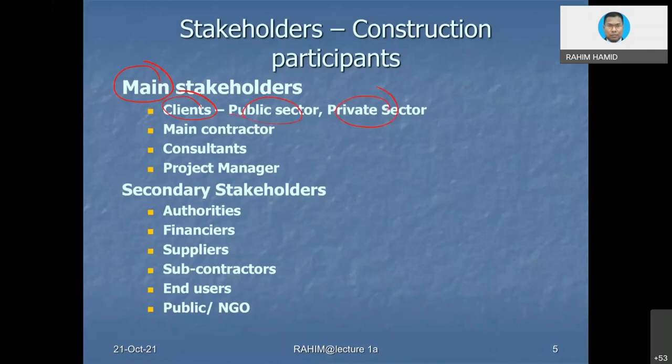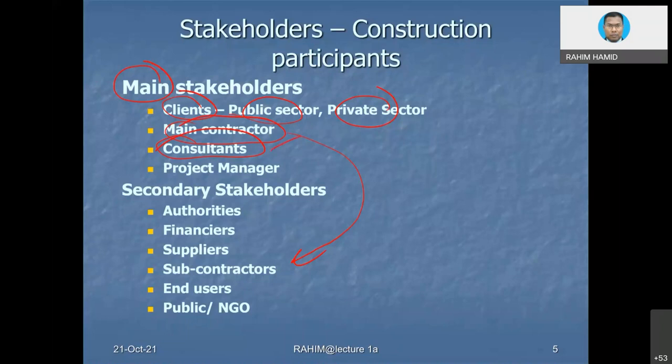Main contractor, for sure we need a main contractor, because tender is normally awarded to the main contractor, and subsequently the contractor would get all kinds of subcontractors to work with them. That is the concept. And then consultant. For sure, we need a consultant because the contractor does not do design. Only the consultant does design. So before we have anything clear to build, all kinds of detailing must be there. So who is going to do that? This is the work of the consultant.